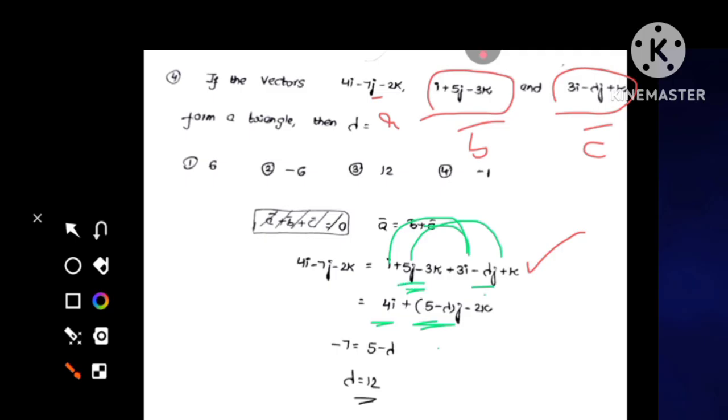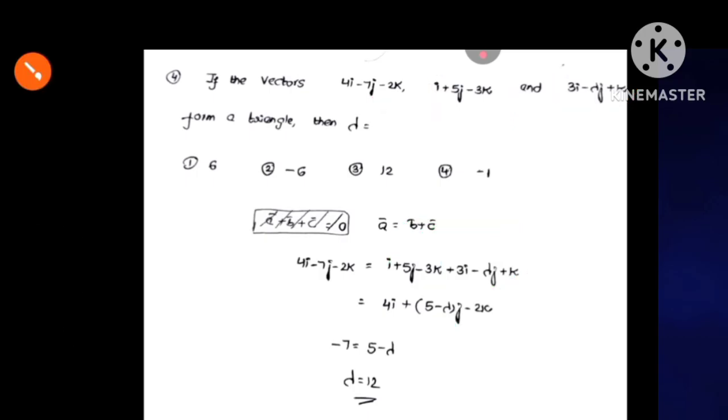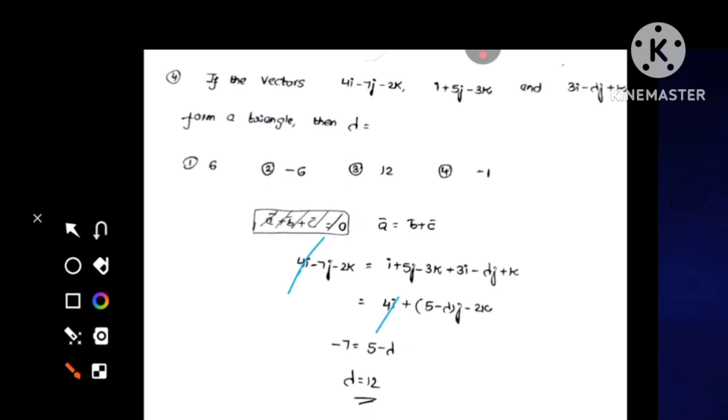Okay, 5 minus lambda into j, and the last value is minus 3k plus k, which equals minus 2k. Once we compare these two terms, what do you get? The i terms will be the same, so cut the value. Minus 2k, the k terms are also the same, so cut them also. Write the remaining.